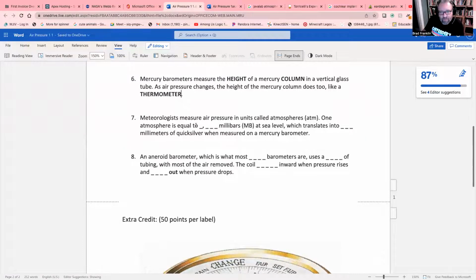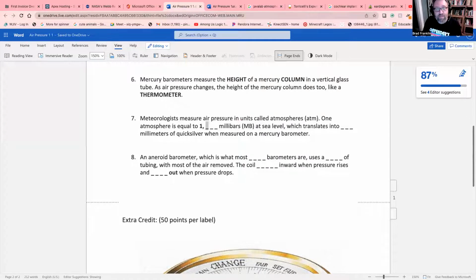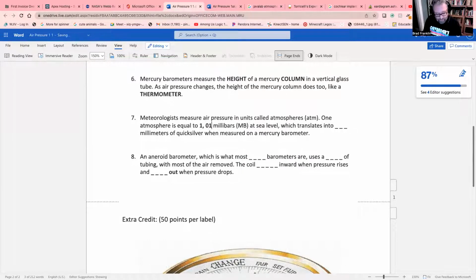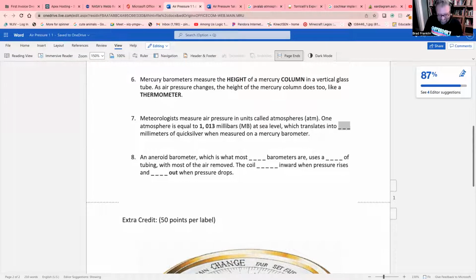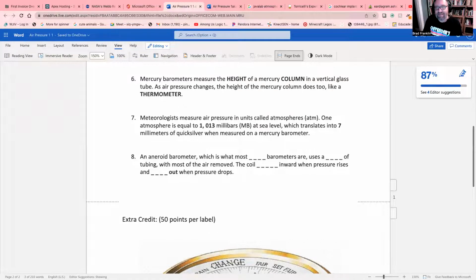Meteorologists, people that study the weather, measure air pressure in units called atmospheres, which we saw in the Java lab. 1 atmosphere is equal to this many millibars. Watch, 1,013 millibars, which translates into how many millimeters of quicksilver, which is the same as mercury, when measured on a mercury barometer? Anybody remember? We just did it. 760. Good job.